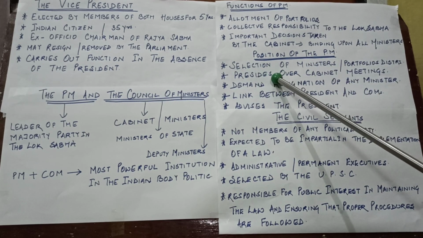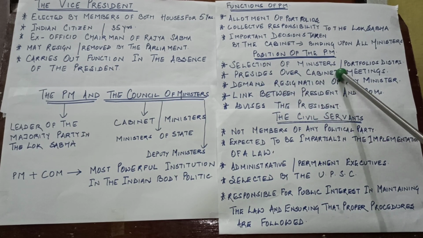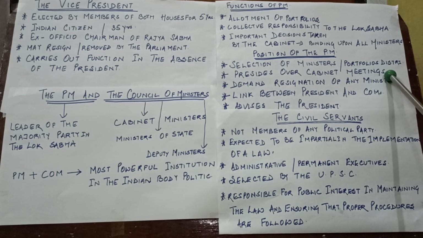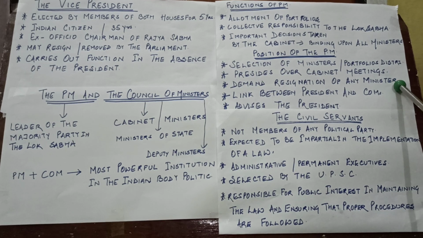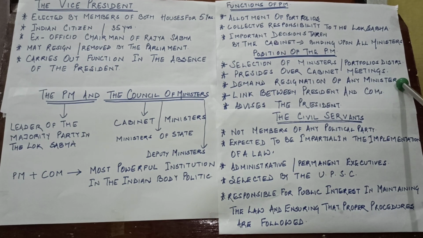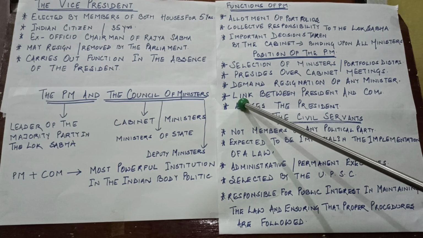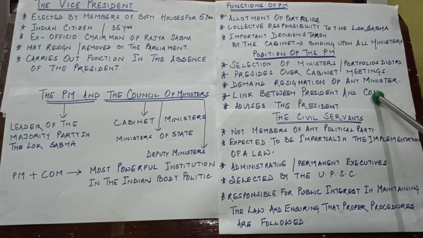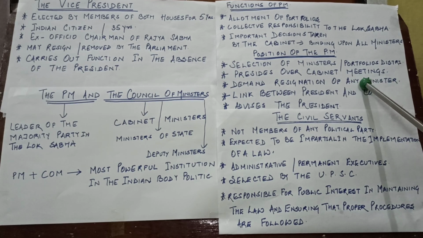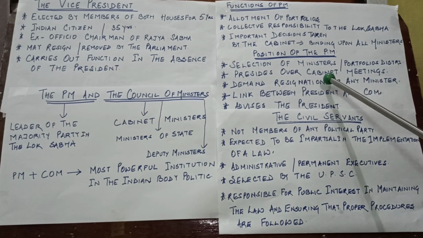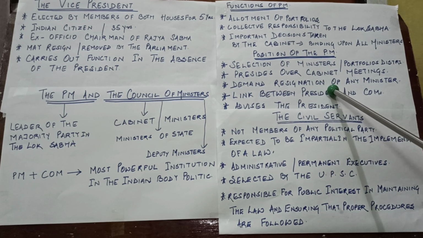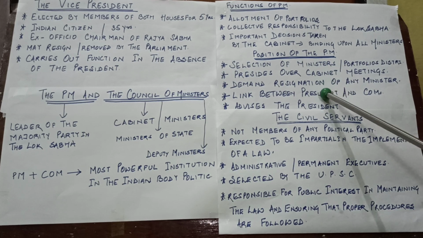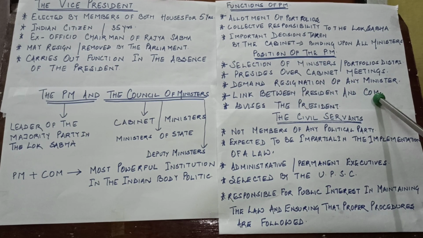Being the leader of his party, he presides over the cabinet meetings. He can also demand resignation of any minister if he is not satisfied with the working of that particular minister. He is a link between the President and Council of Ministers in a way that whatever decisions are taken by the Council of Ministers, the President is informed by the Prime Minister.